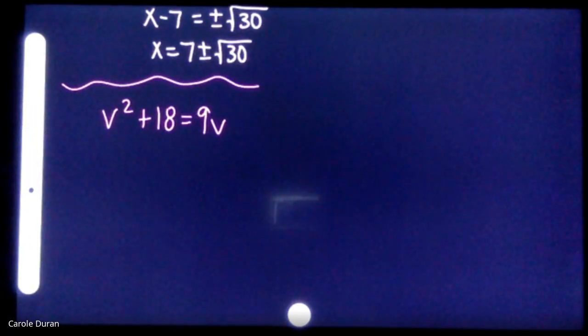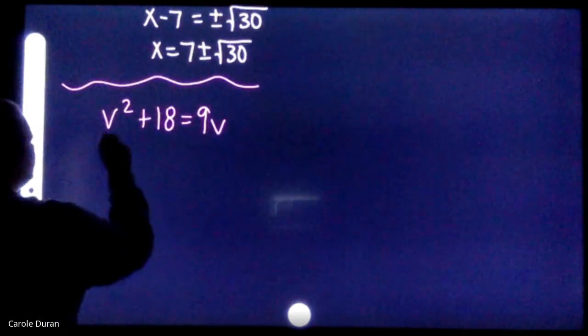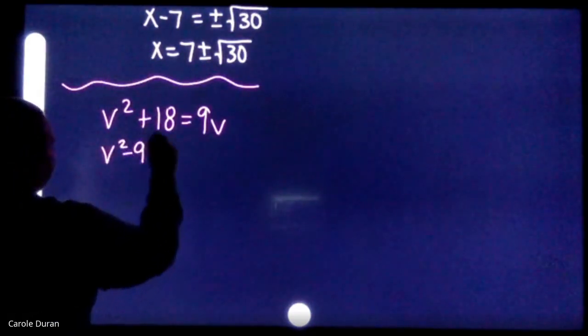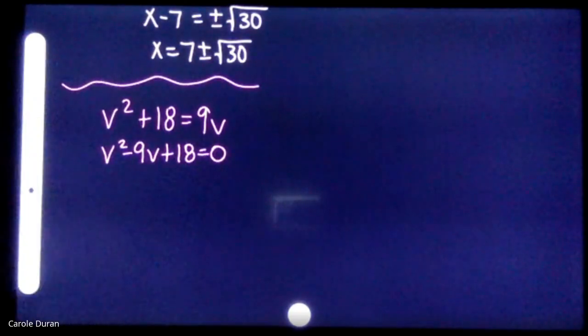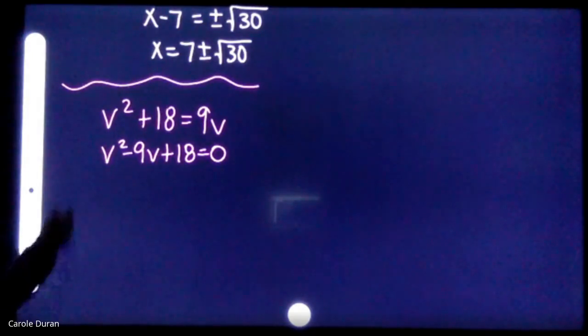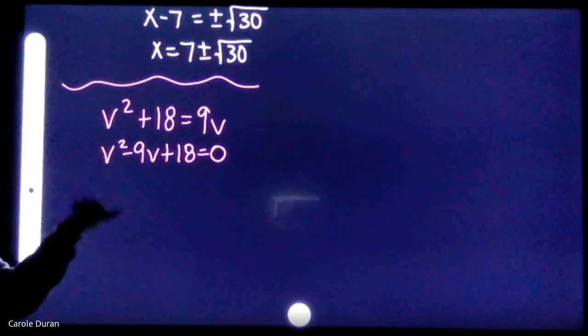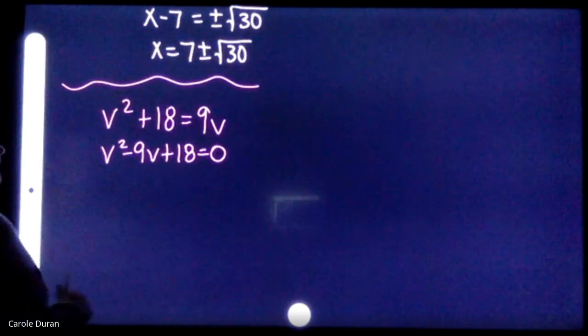Before I can start my completing the square process, I need to have everything on the left-hand side. So I need to subtract that 9v over. So I have v squared minus 9v plus 18 equals 0. Step 1, divide everything by the number in front of your squared term. Good for me, there is nothing there, so I assume it's already a 1, so I can skip that one.